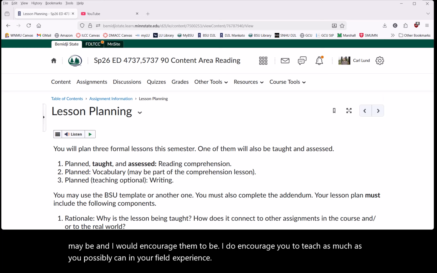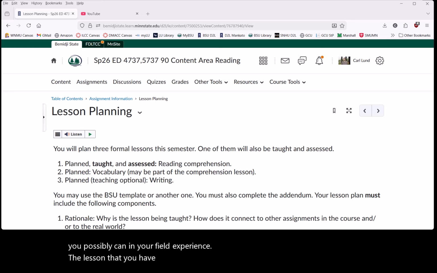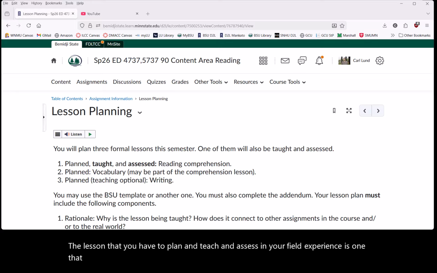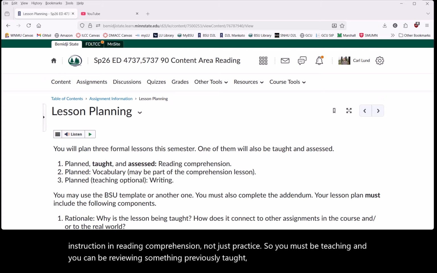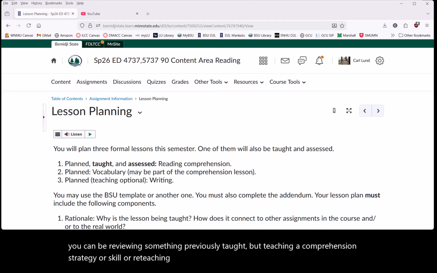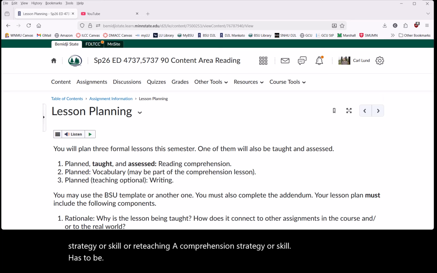The lesson that you have to plan and teach and assess in your field experience is one that is about reading comprehension. And so that lesson plan must include explicit instruction in reading comprehension, not just practice. So you must be teaching, and you can be reviewing something previously taught, but teaching a comprehension strategy or skill or reteaching a comprehension strategy or skill has to be a major part of the lesson.